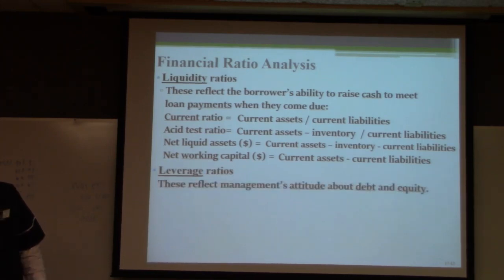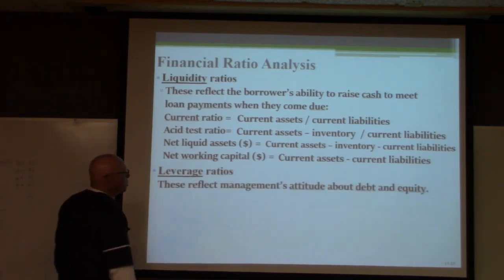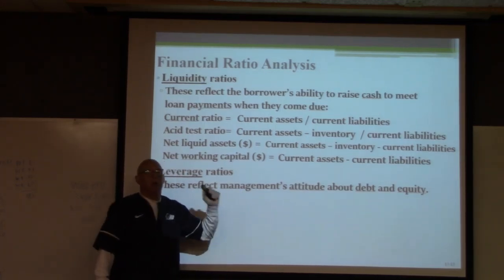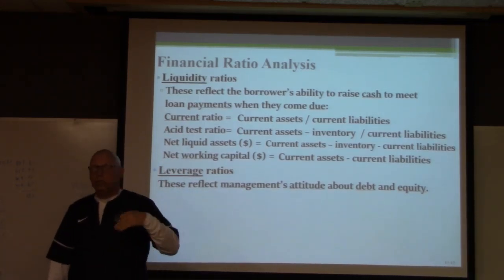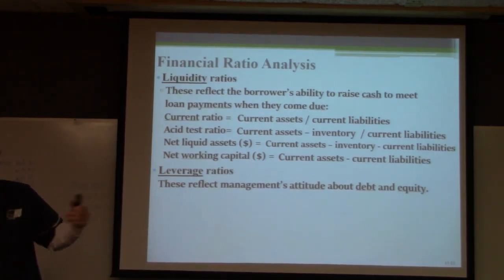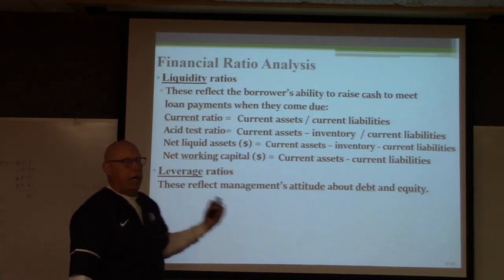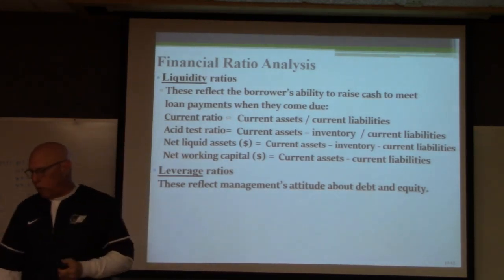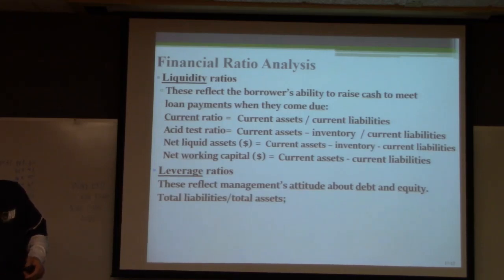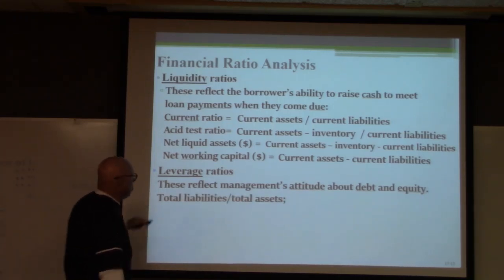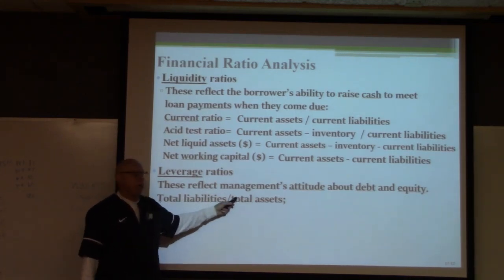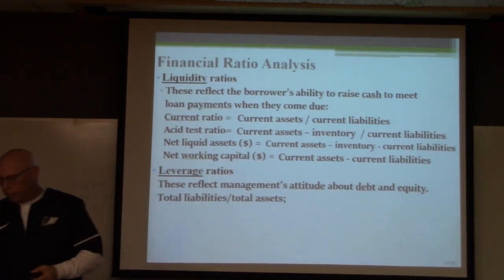Then the leverage ratios reflect management's attitude about debt and equity. How is the company being financed? What decisions has management made about financing the company? The two choices obviously are debt and equity, maybe preferred stock thrown in there sometimes when you have to. The ratios that we look at: total liabilities to total assets. The higher the liabilities are compared to assets, the higher the leverage is, the higher the debt is.